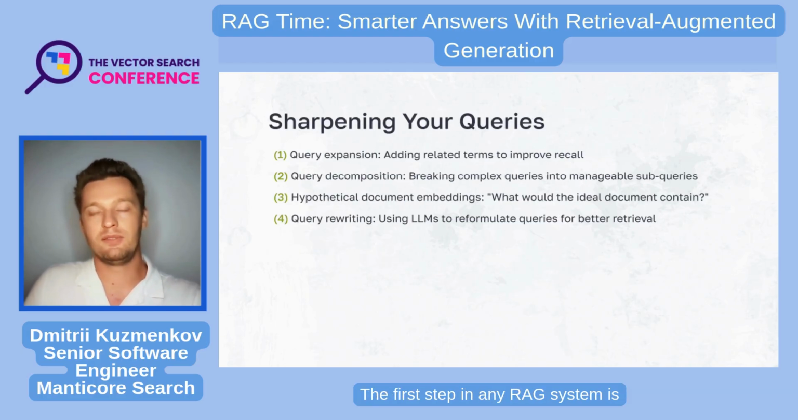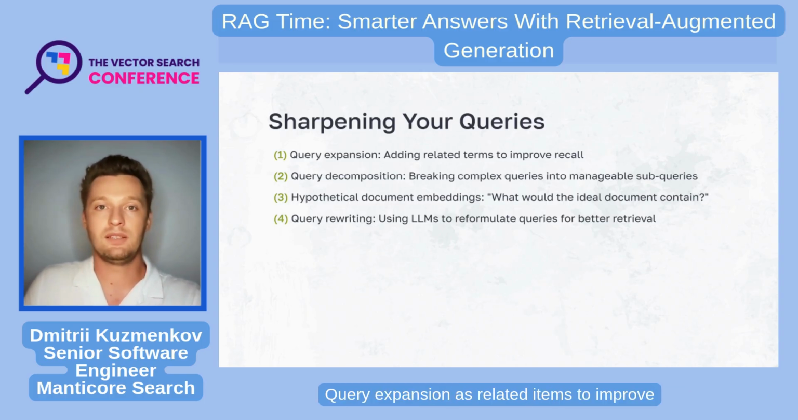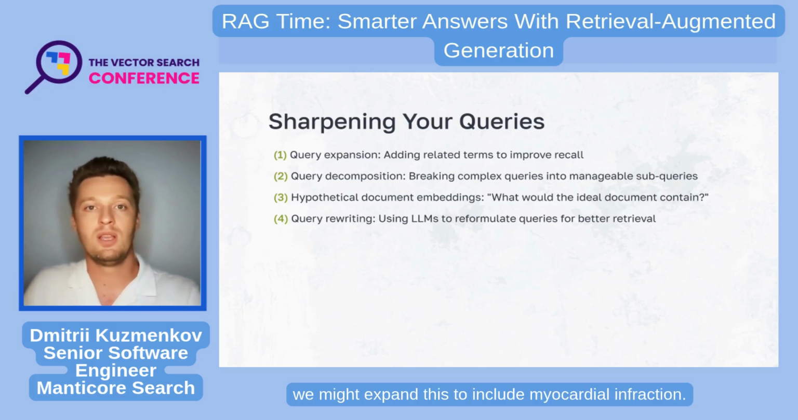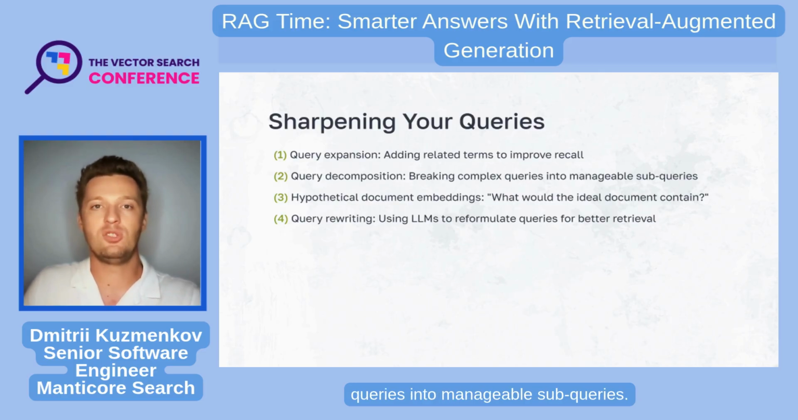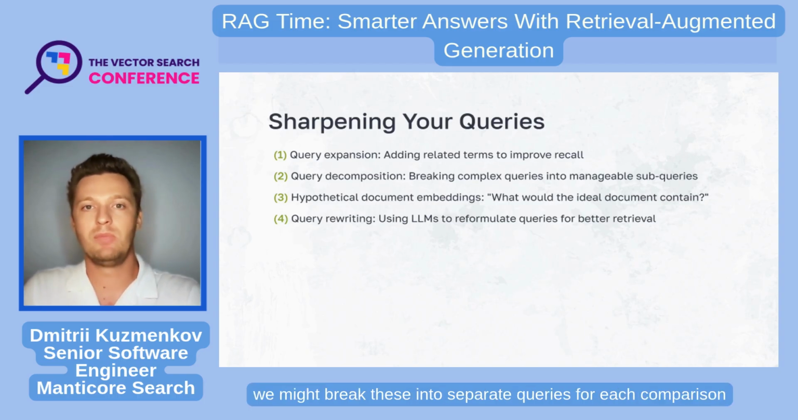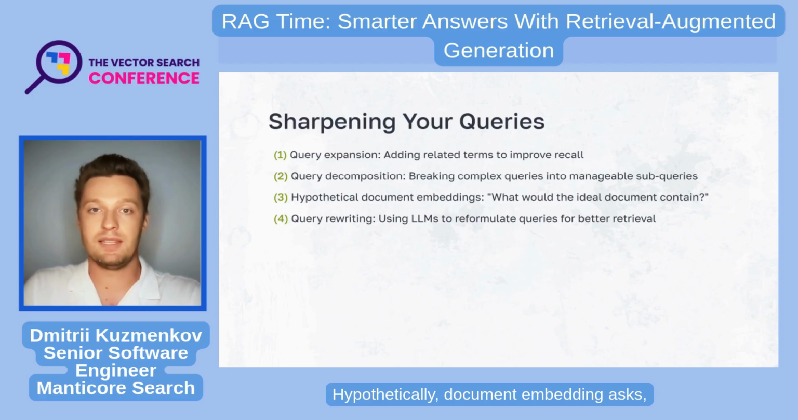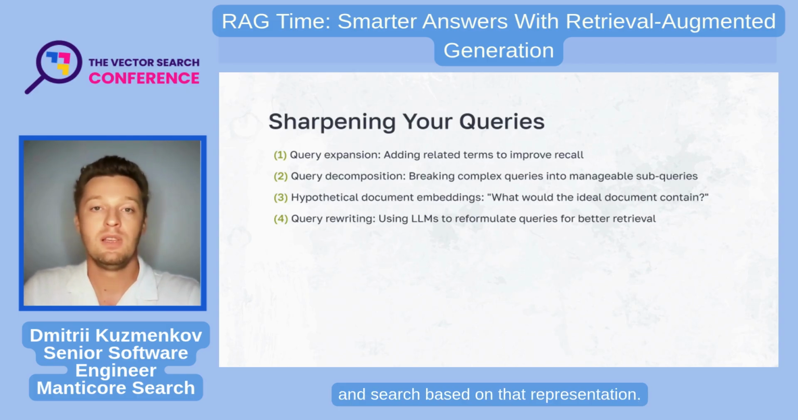The first step in any RAG system is processing the user's query, and there are several techniques to make this more effective. Query expansion adds related terms to improve recall. For example, if someone searches for heart attack, we might expand this to include myocardial infarction. Query decomposition breaks complex queries into manageable sub-queries. If someone talks about comparing two different technologies on multiple dimensions, we might break this into separate queries for each comparison point. Hypothetical document embedding asks what would the ideal document contain and searches based on that representation.